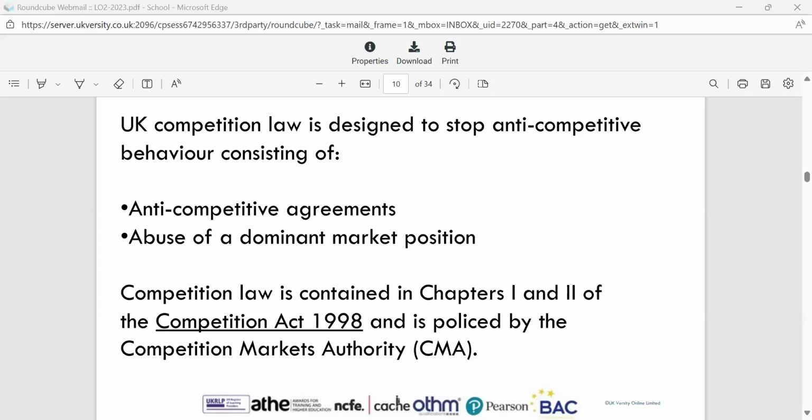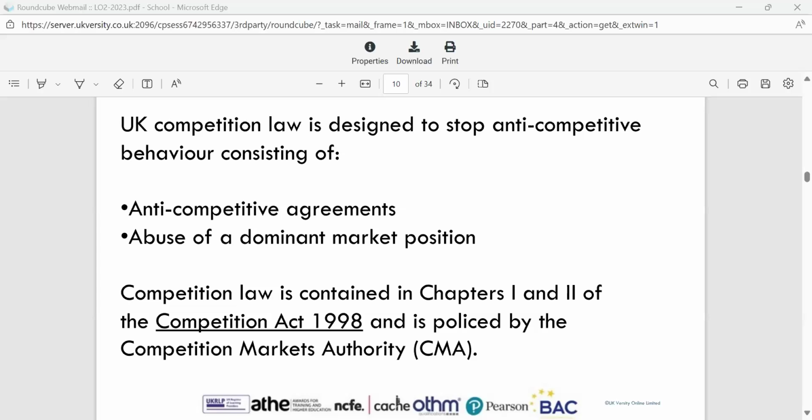Anti-competitive agreements are agreements between businesses that restrict competition, such as price fixing, market sharing, and bid rigging, and they are illegal. And then we've got the abuse of dominant position, and this is where businesses hold a dominant position in a market and are prohibited from abusing their power in an anti-competitive way. So for these kinds of elements, the CMA, the Competition and Markets Authority, can enforce penalties.